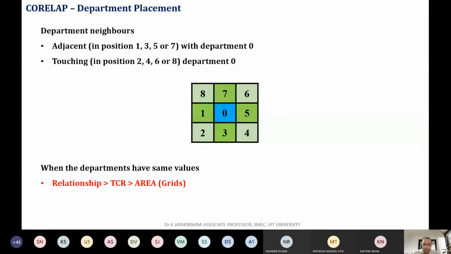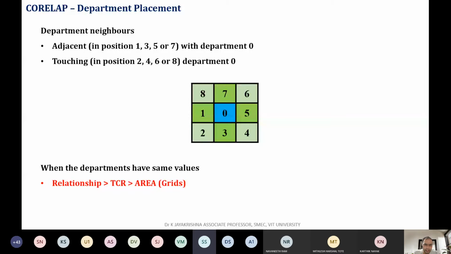First, both the departments have the same relationship. Okay, we can't decide, so we have to check the TCR rating. Again, if sometimes the TCR rating is also the same, like both having the same TCR value of 10, then we have to check the area base, who has more floor space, whether the mechanical department or the civil department. Then based upon that, we'll be allocating the departments in the grid. Okay, are you able to understand now?